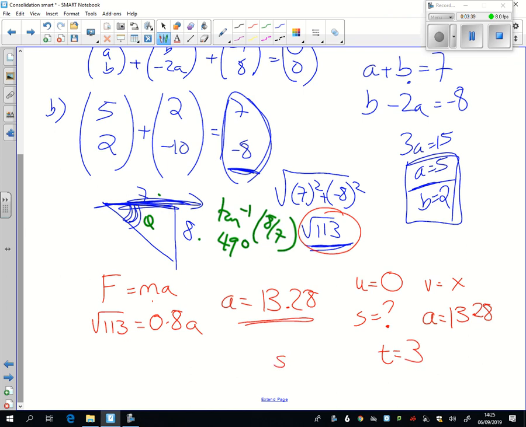And so I'm going to use s equals ut plus half at squared there. Throw in these numbers. If I tap that in, I've got 59.78, also 59.8 meters.